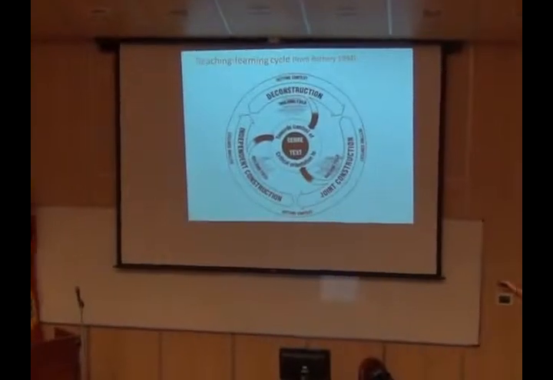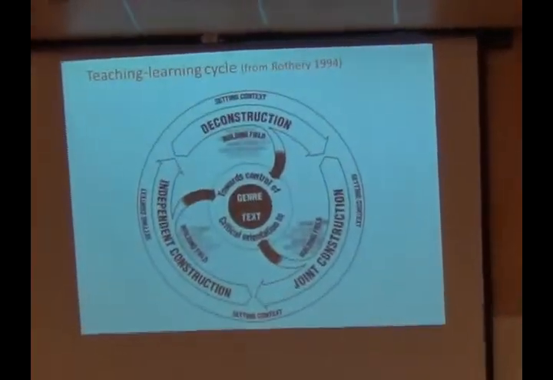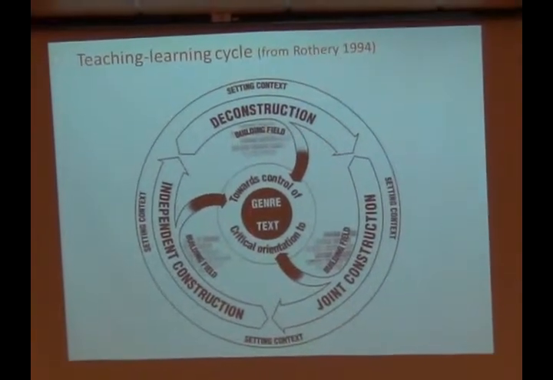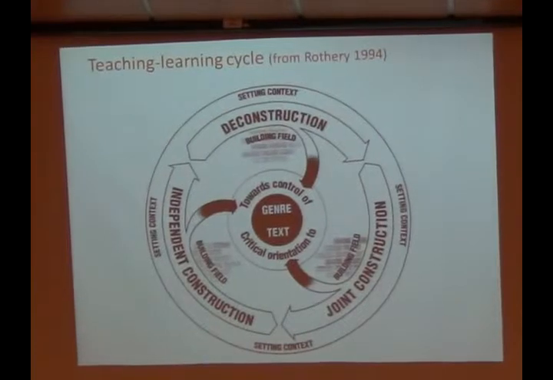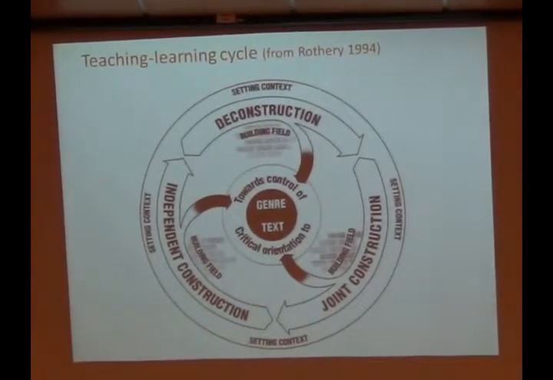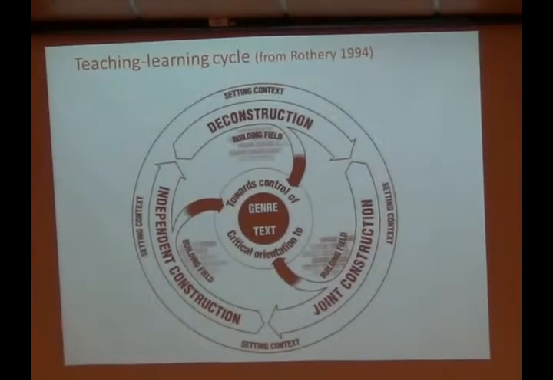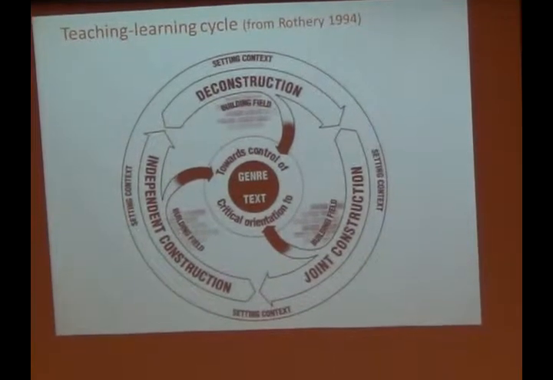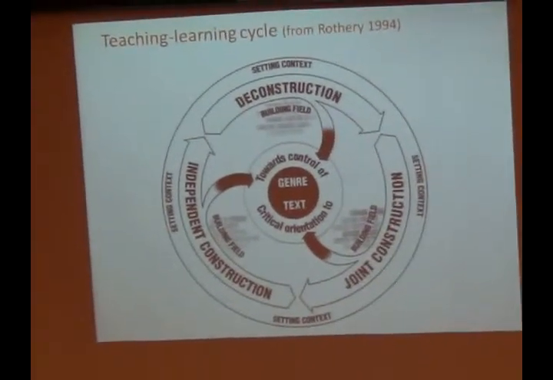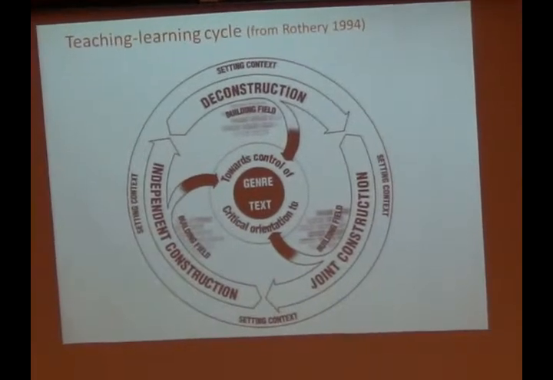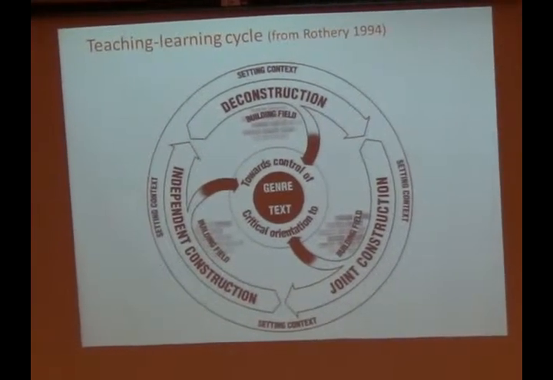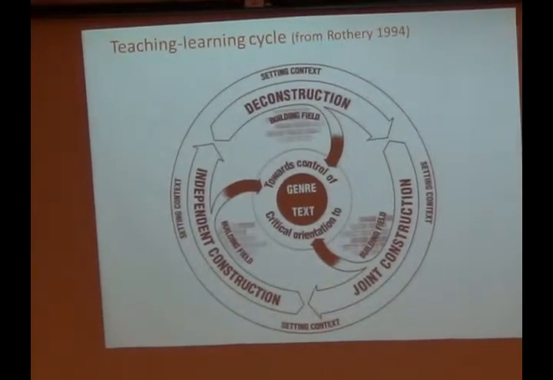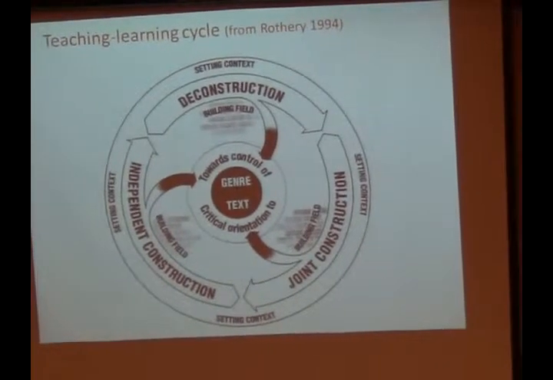Now, you will be hearing in the future, I guess, about the teaching learning cycle, and the teaching learning cycle starts with the deconstruction, goes to joint construction and independent construction. What can you do with this? Well, what you do already. You have, I guess, in your teaching practice, what you call pre-reading activities. Okay? You take a text to class, and before you work with the text, you do some pre-reading activities. So you set the context, let us say, for the reading of the text.